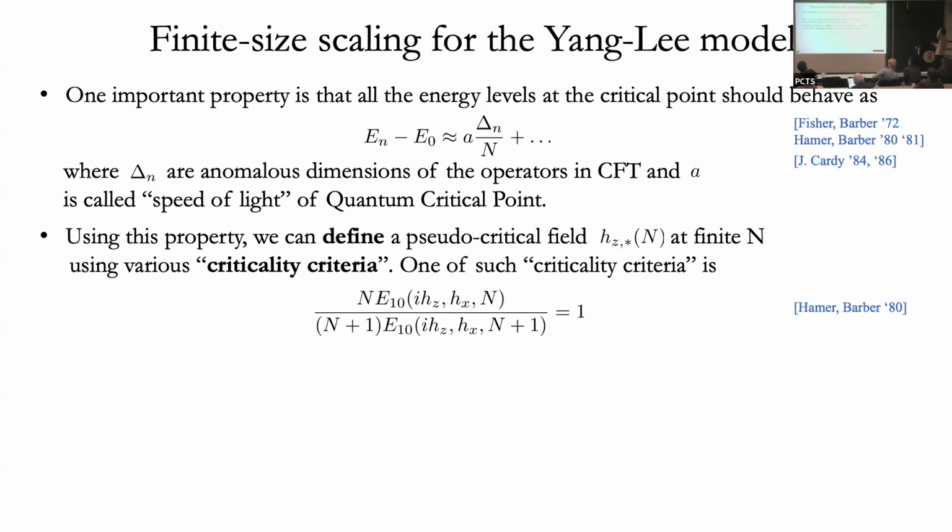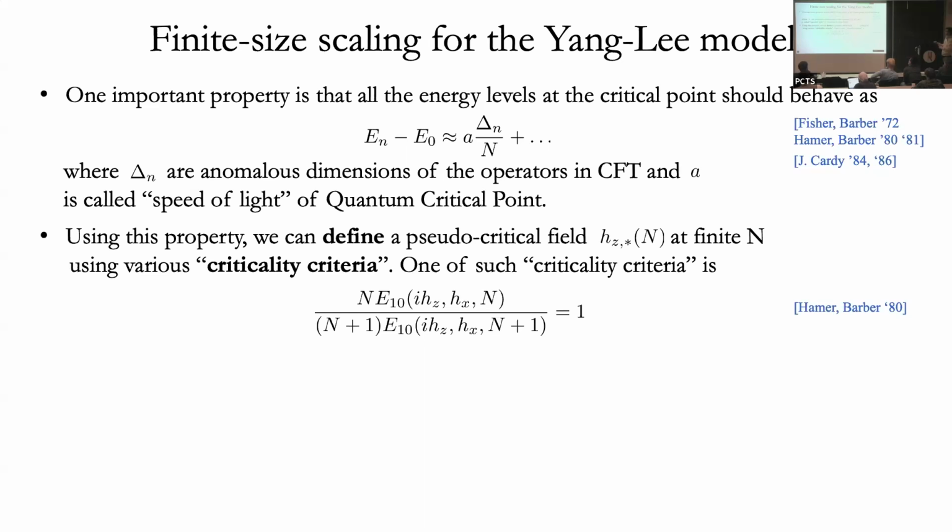Also, an important point is that the way we identify the critical point in the system is using what we call a criticality criterion, because there are infinitely many ways to define a pseudo-critical point. One way, which I mentioned, is to say it is when the first two levels merge, and that's exactly the way it was used in the original paper by von Gehlen in '91.